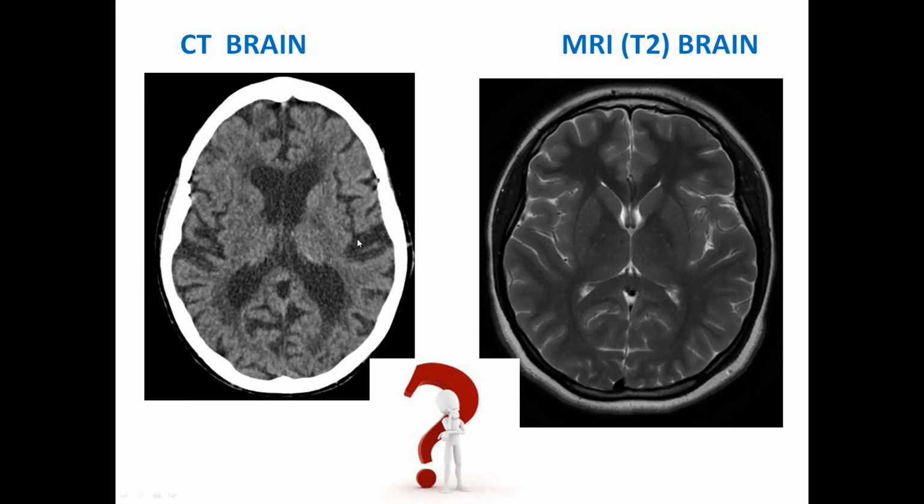So, now we have come to the end of this presentation. So, how are we going to differentiate a CT from an MRI? Okay, we'll learn. This first picture is the CT brain, horizontal section. In CT brain, this dense white structure that you see here is actually the skull bone.